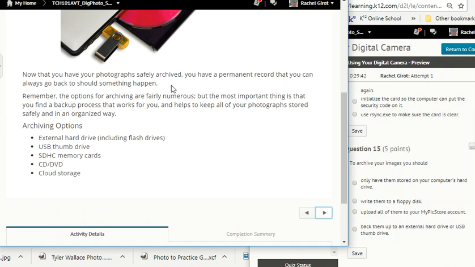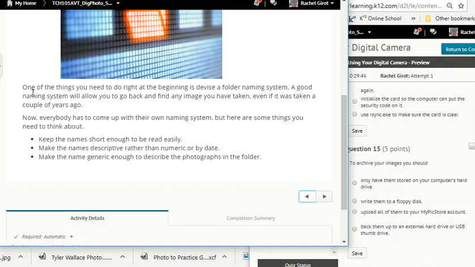Now that you have your photographs safely archived, I feel like I missed a page. Yep. One of the things you need to do right at the beginning is devise a folder naming system. A good naming system will allow you to go back and find any image you've taken, even if it was taken a couple of years ago. Now, everybody has to come up with their own naming system, but here are some things you need to think about. Keep the names short enough to be read easily. Make the names descriptive rather than numeric or by date.